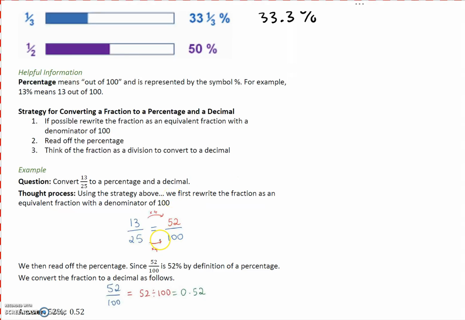What we need is a denominator of 100. So how do you get from 25 to 100? You need to times by 4. And to create an equivalent fraction, you need to make sure that you times the top by 4 as well. So 13/25 is equal to 52/100. So that into a percentage is just 52%, because the 52 out of the 100.